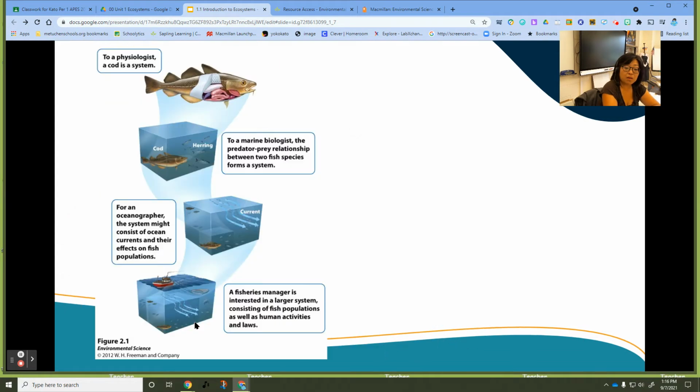Okay. Going back to chapter 2 stuff that I went over in your summer assignment, we were talking about systems, right? Systems are the interacting components that you're interested in looking at. So within an ecosystem, you might be looking at a particular system, right?